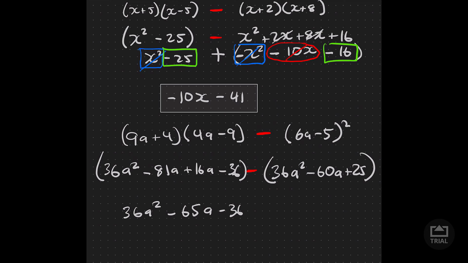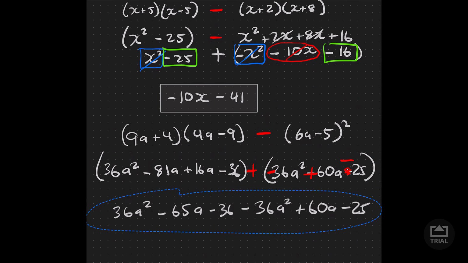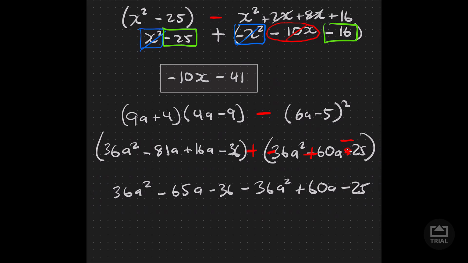And on the other side, what I'm going to do is change the signs of everything. So this is going to become a negative 36, and that changes to a positive. This becomes a positive, and this one would become a negative. So if I was to rewrite this out, it'd be minus 36a squared plus 60a and minus 25. So I've got this long string of terms, and there's a bunch of them in there that are like terms. So we just need to take our time to find them and do the integer math correctly.